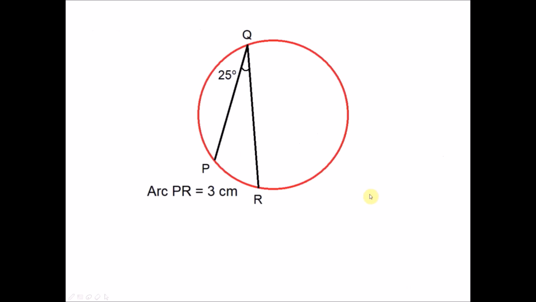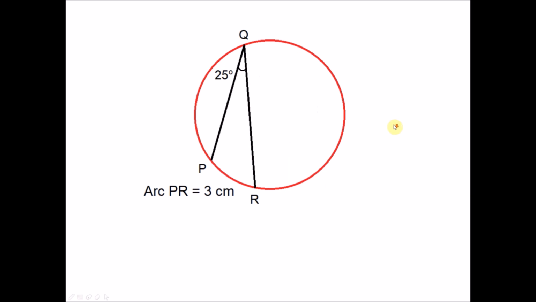So we move on to the next part where we learn the next property. So now we have a circle with an angle of 25 degrees, which is an angle at the circumference of the circle subtended by the arc PR, the minor arc PR, 3 centimeters. So now if we draw another line here, which forms an angle, and we measure this arc here, which is 3 centimeters, then when we measure this angle, we find that it is also 25, the same as the angle PQR.